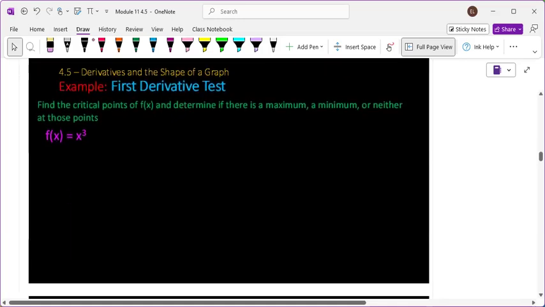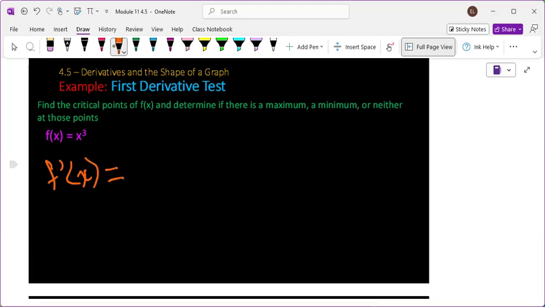Okay, so we have a very boring function. f of x equals x cubed. So good news is it has a very boring derivative. So what's our derivative of x cubed? Yep, 3x squared.